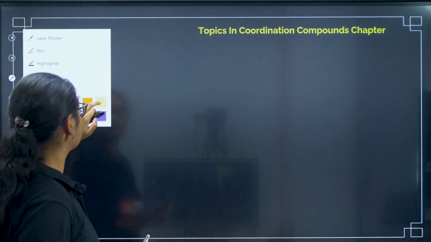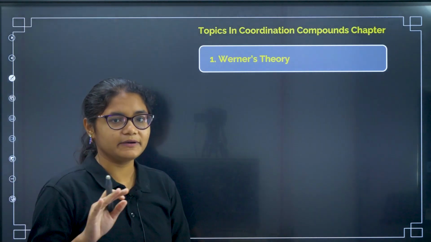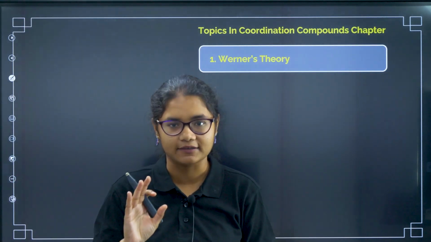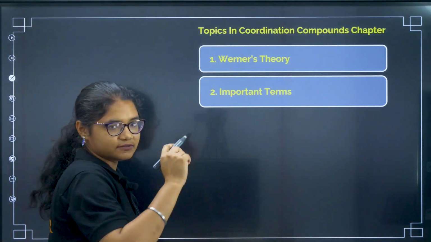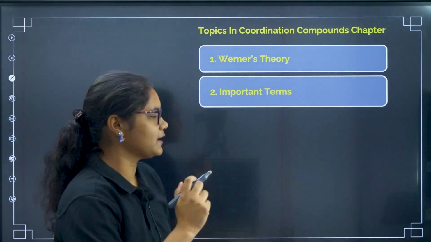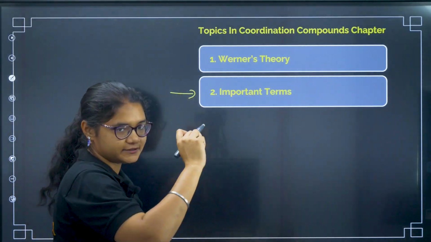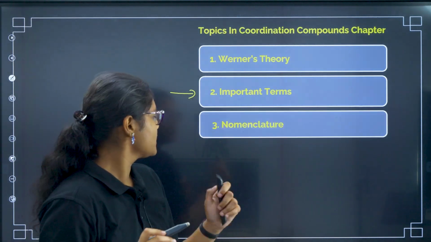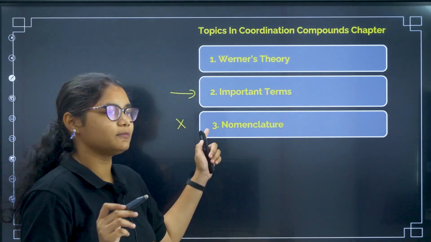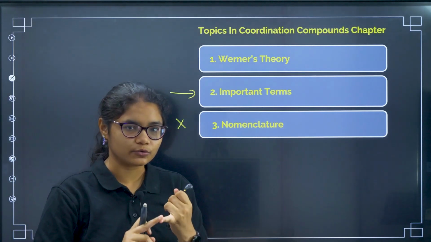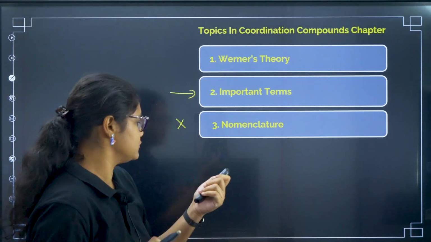The first topic we have is Werner's theory. Here we'll be discussing primary and secondary valences, and what type of questions are asked. Then important terms, so you know a lot of definitions in this chapter. We'll be learning those definitions from where questions are asked. Next is nomenclature, a very important topic. Most of the questions will be coming from nomenclature. I'll be discussing the rules and I'll give you some examples also.